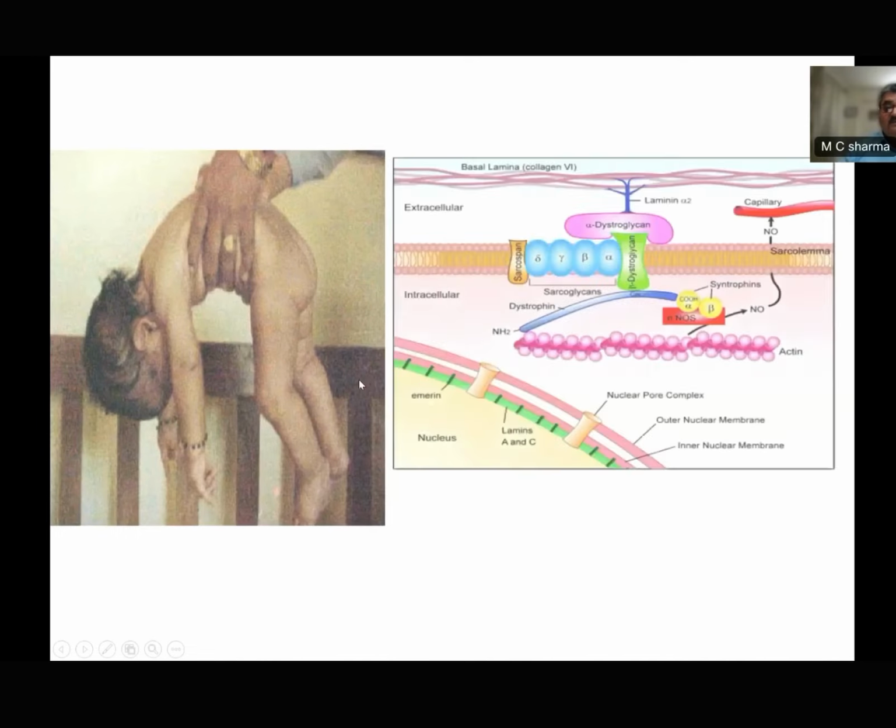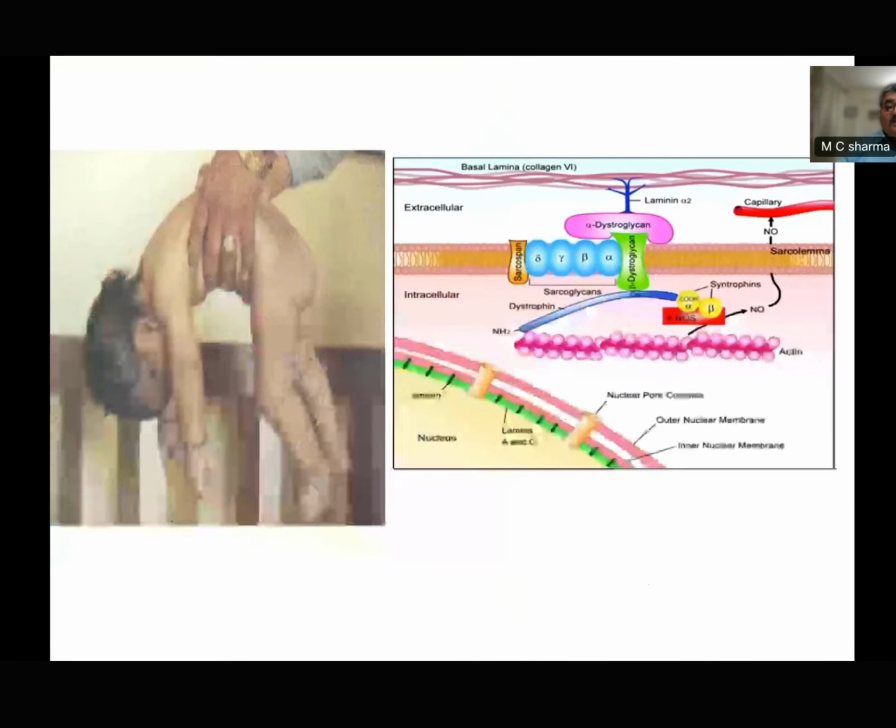This is the floppy infant. In most of these congenital muscular dystrophies, the defect is in extracellular matrix proteins. They are very severe. Whereas in most muscular dystrophies the defect is either in the membrane, or in myofibrillary myopathy, it is in the cytoskeleton.